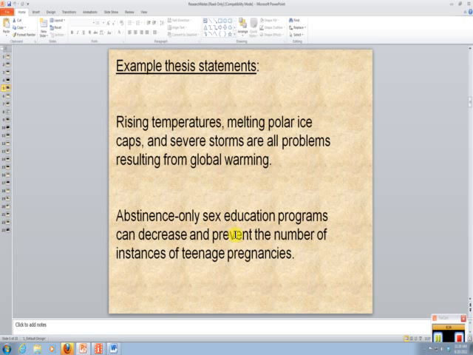So all of the supporting information for this is going to say sex education programs are a good thing. This person would not look up any sources that's going to say that sex education programs are problematic, that they don't answer the question, because this person wants to try to prove what his thesis is saying here. It answers the question, are abstinence-only sex education programs beneficial? The answer is yes, they can decrease and prevent the number of instances of teenage pregnancies.